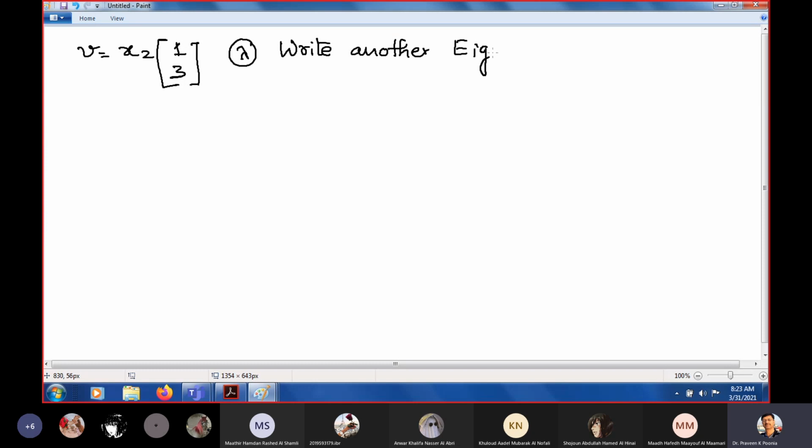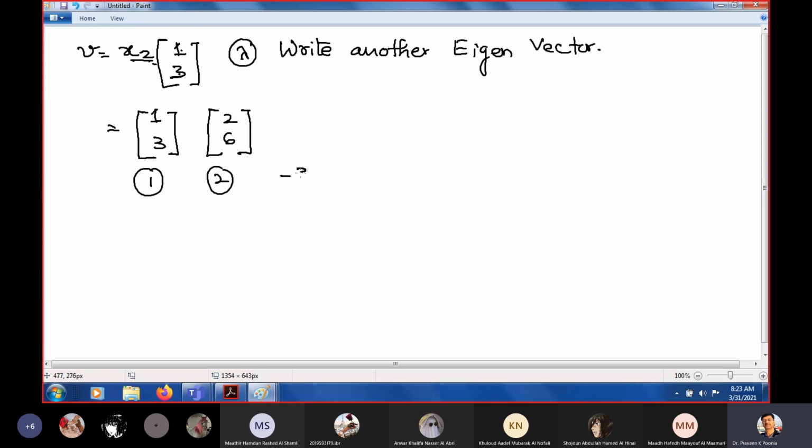Write another eigenvector. So how can you write another eigenvector? It is very simple. You just take the value 1. So it is 1, 3. This is one eigenvector. Clear? You have taken 1. If you take 2, what will be the eigenvector? 2 into 1 is 2, 2 into 3 is 6.